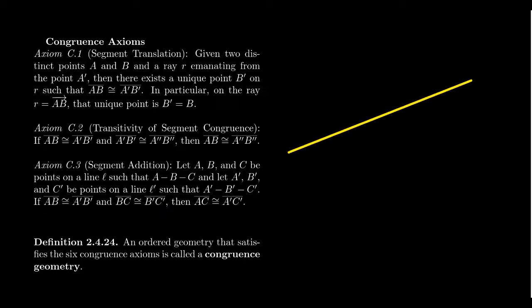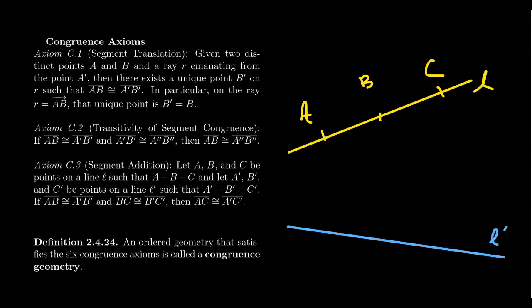So we have some line L for which there are three points on this line, A, B, and C, for which B is between A and C as illustrated. We have some other line that we can see right here. This is called L prime, and it contains three points as well. Now, of course, with our naming convention, we'll have A prime, B prime, and C prime.